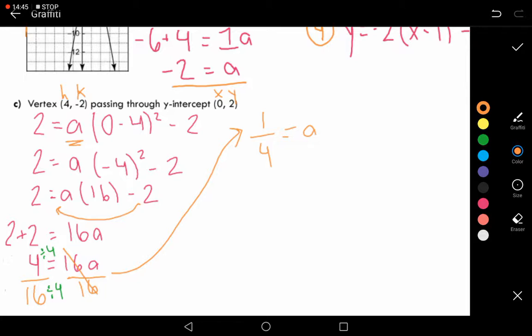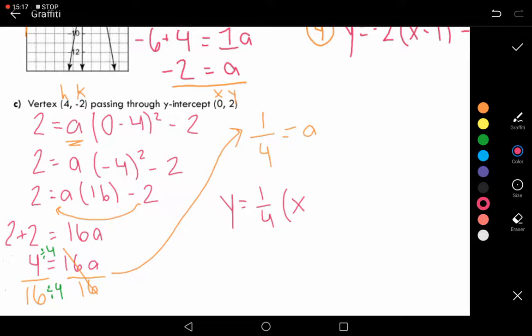Just because this is a fraction, it doesn't change anything, right? All we have to do is we have to replace a with 1/4. Or if you turn that into a decimal, 0.25. Okay, so again, our last step, we need to write out that full equation with our a, h, and k. So y equals 1/4. And remember, it's substitution, so it's not 1/4 a, it's just 1/4. Okay, you replace a with 1/4.